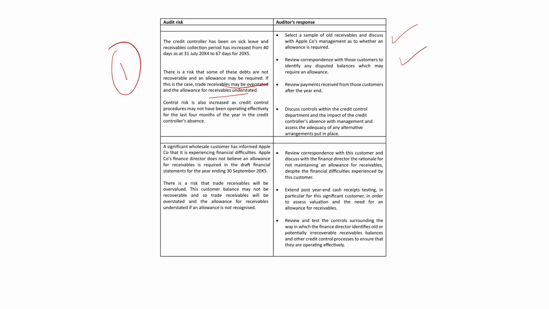We could be looking at communication between the customers and the client to see if there's any indication that this is a disputed amount and will not be paid. We could also see if any money has been received from the receivables after the year end. So if we have a receivable recorded at, say, 120,000 as at the year end, and they've sent the money after the year end, it was obviously a recoverable amount. So post year-end receipts would give you a clear indication that this is a recoverable receivable.